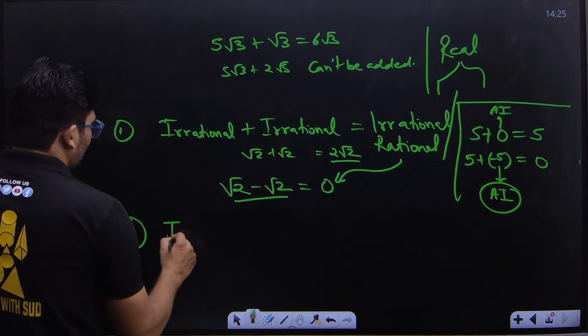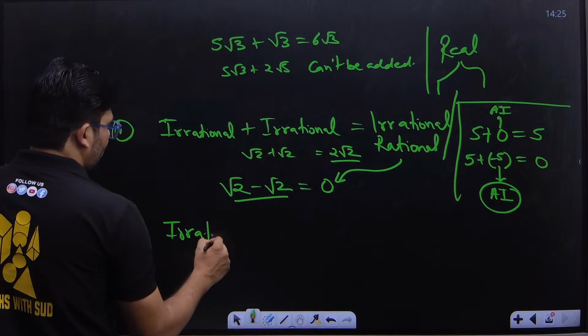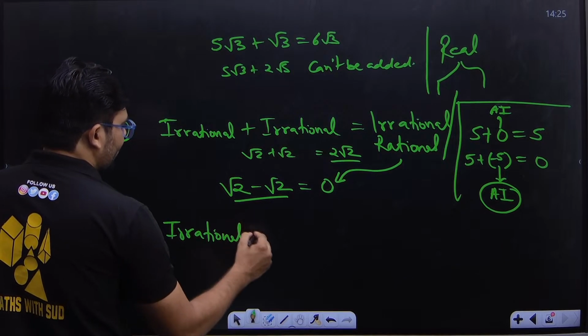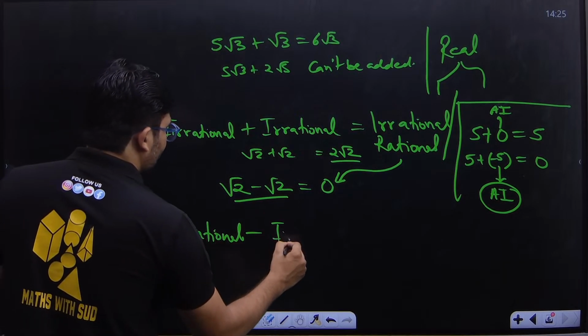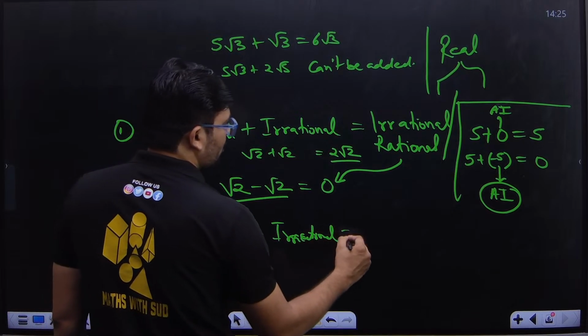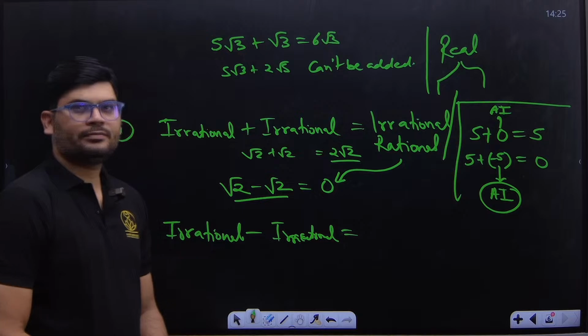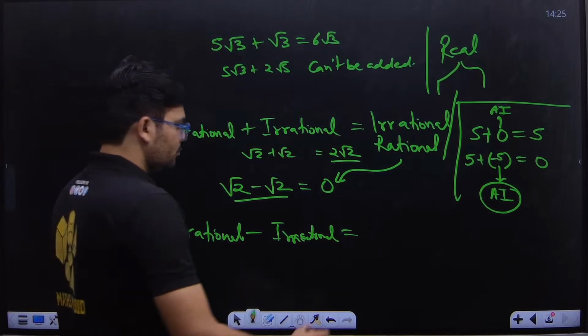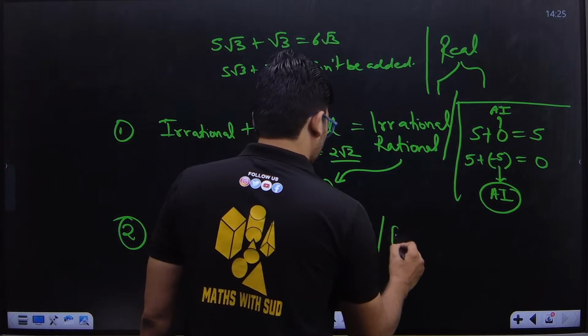If I multiply, again, if I subtract, whatever goes for the addition will also go for the subtraction as well. What do you think will happen? You can get either rational or irrational, or both.